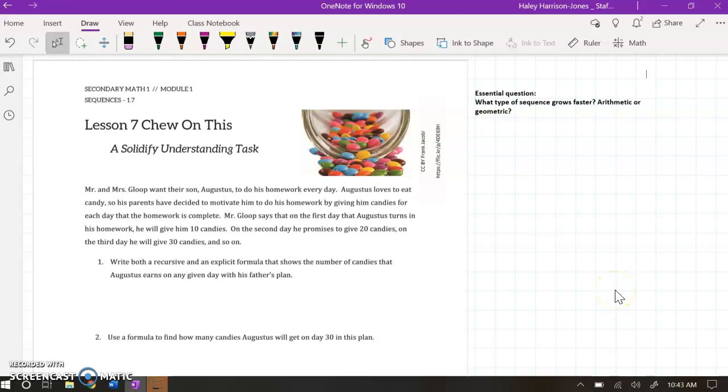Today we're going to take a look at Lesson 7, Chew on This. The essential question for this task is, what type of sequence grows faster, arithmetic or geometric sequences? Remember from our previous work, arithmetic and geometric sequences. If you don't remember, look back at the work we've done in the past 6 tasks.